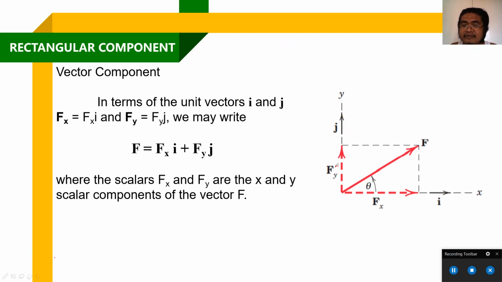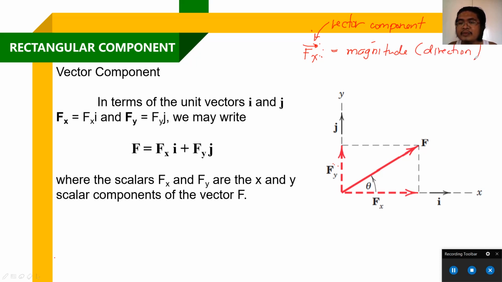So, if this is the magnitude, if I'm going to write F of x na may arrow sa taas, this is pertaining to the vector component. Ayan. So, si vector component, dapat siya ay magnitude multiplied by the direction. So, ano ba yung magnitude niya? That is F of x. Pwede natin isulat na ganyan, or simply F of x lang, times the direction I.